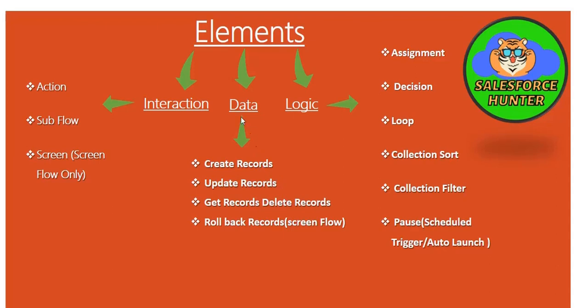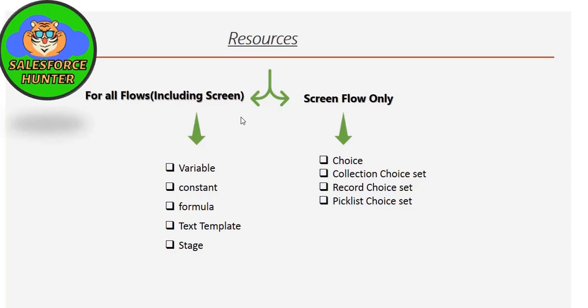Now let's move to our resources. I have divided resources into two types: those available for all flows, including screen flow, and those available only for screen flow. As you can see, variable you can understand, constant is basically a fixed value, formula we understand, and text template we understand. Stage will be covered in the coming video when we come to the resources. For now, just understand what things are present and what are not present here. When we come to screen flow, there are choice, collection choice set, record choice set, and picklist choice set. So that's all from this video.